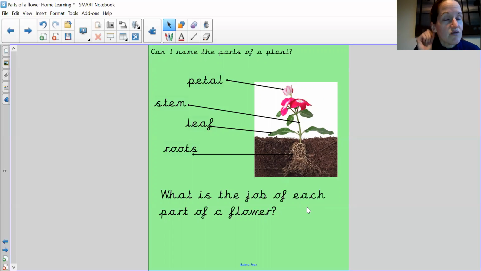So our ears, remember our 5 senses we learned? Our ears are for hearing. Our nose is for smelling. Our eyes are for seeing. Our hands are for touching. And our mouth is for tasting. That's right. So those are our 5 senses. Those are their functions. So what is the function of each part of a flower?